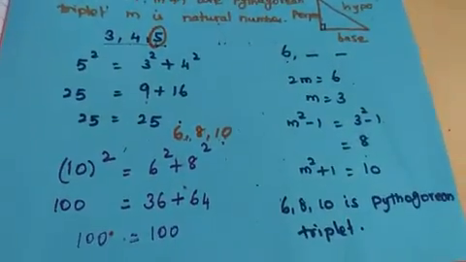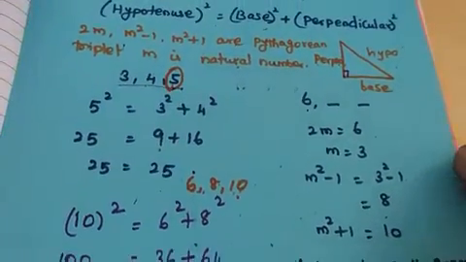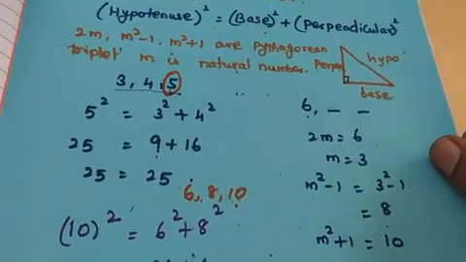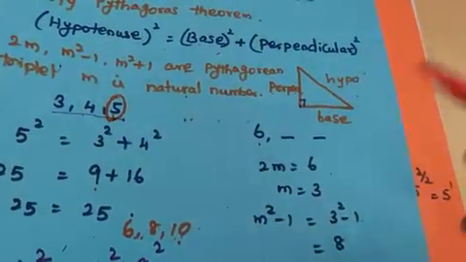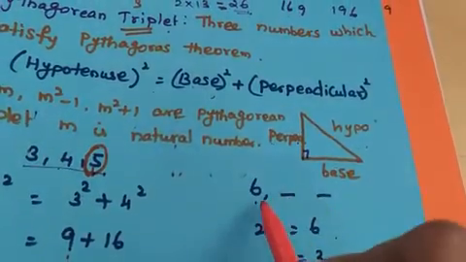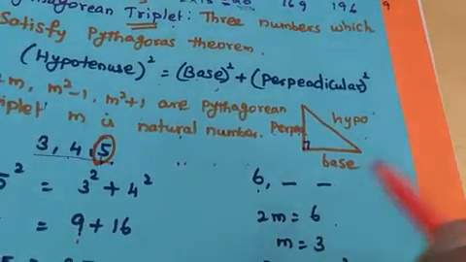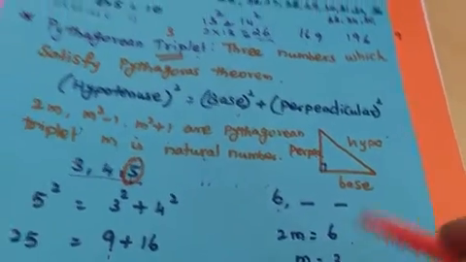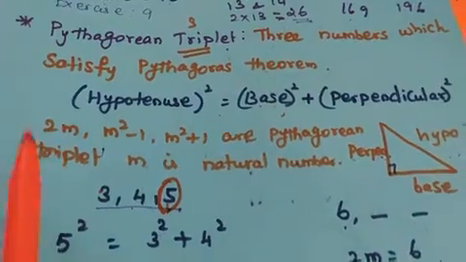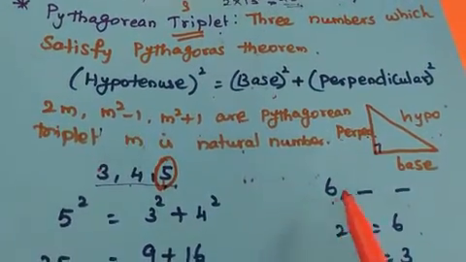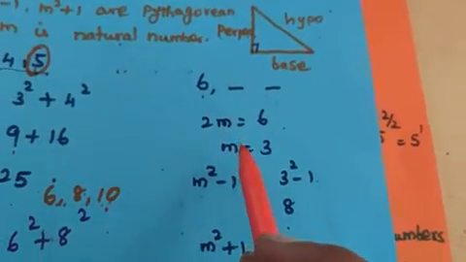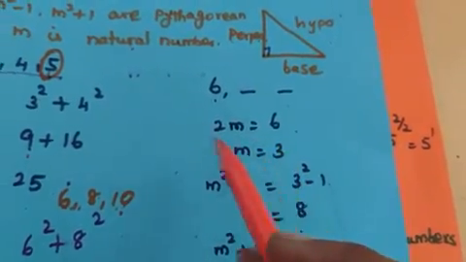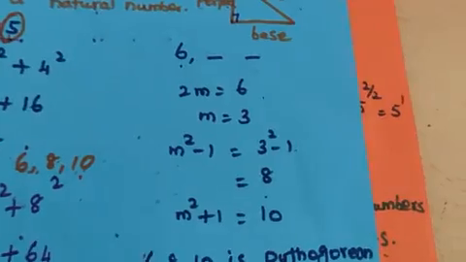But in the exercise the question is asked like this: write the Pythagorean triplet whose one member is given. So only one number is given. We have to find the remaining two numbers. For that we use this trick. Whatever the given number is, we consider it as 2m. Why are we selecting this as 2m? Why not m? This question may arise in your mind.